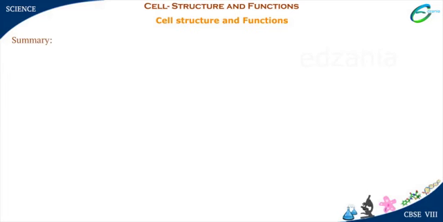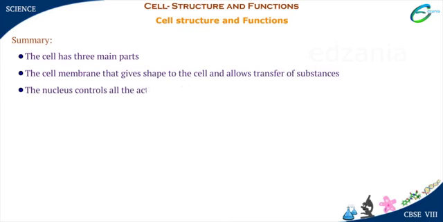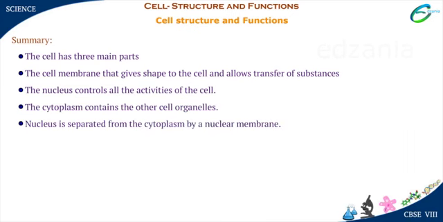Summary. Let us now summarize what we have studied so far. The cell has three main parts. The cell membrane that gives shape to the cell and allows transfer of substances. The nucleus controls all the activities of the cell. The cytoplasm contains the other cell organelles. Nucleus is separated from the cytoplasm by a nuclear membrane.